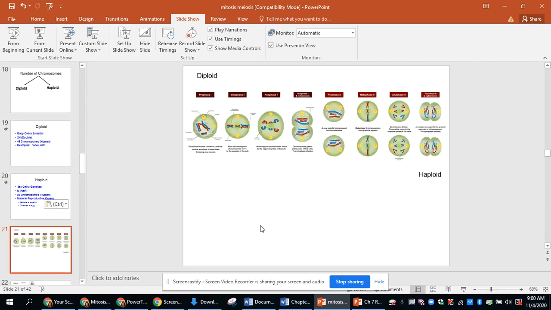Here is an overview of meiosis. It is a form of cell division, but it's only for forming gametes. We start out with diploid cells that have two sets of chromosomes, and we're going to end up with 4 haploid cells. So this is telophase, so it hasn't split yet, but we'll have 4 haploid cells.